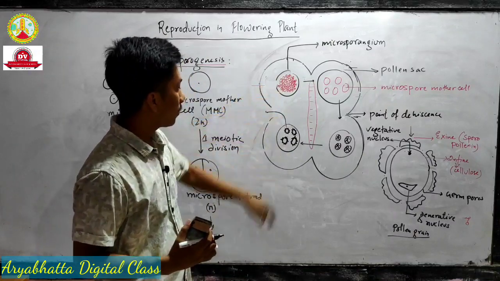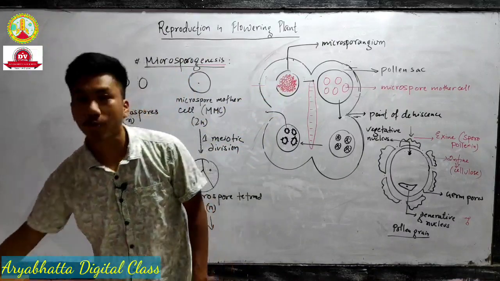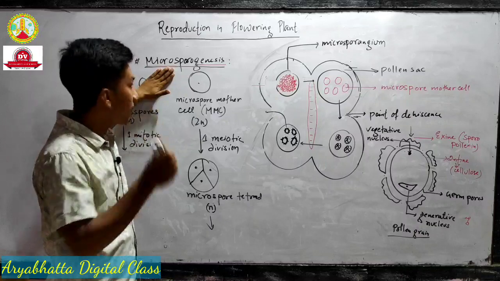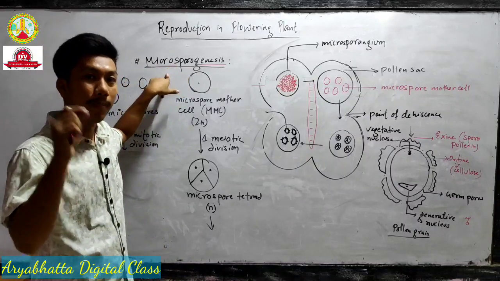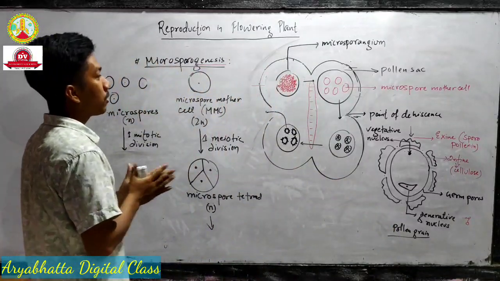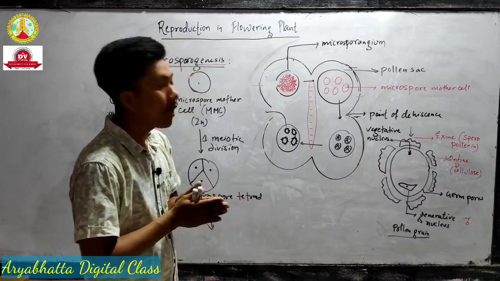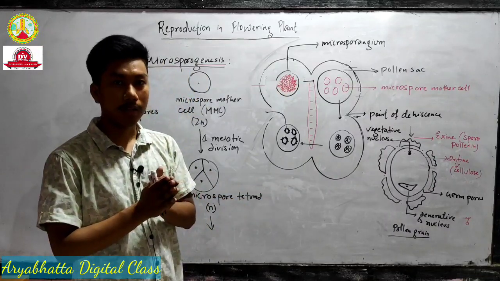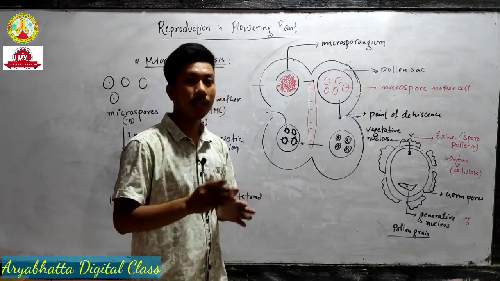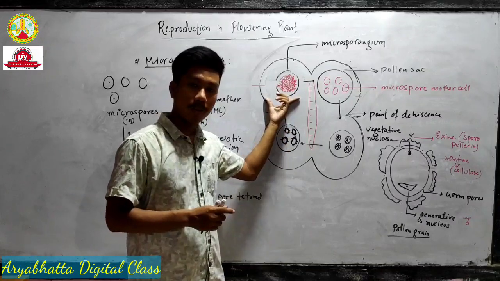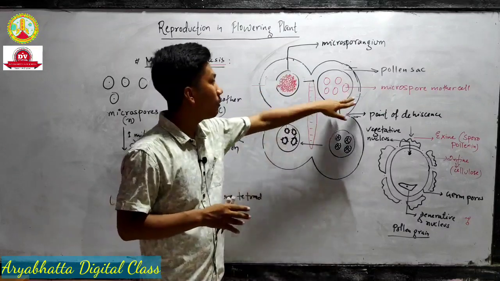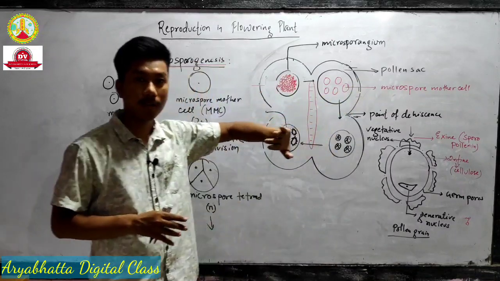Okay, understood? So let me give you a quick revision of it. Microsporogenesis. What is microsporogenesis? The process of formation of microspore, that is male gamete, that is pollen grain. Okay, so when the anther is young, all the archesporial cells are small and compactly packed with each other inside the sporangium. Now when anther becomes mature, all the archesporial cells grow to their size, and they separate from each other and form microspore mother cell.